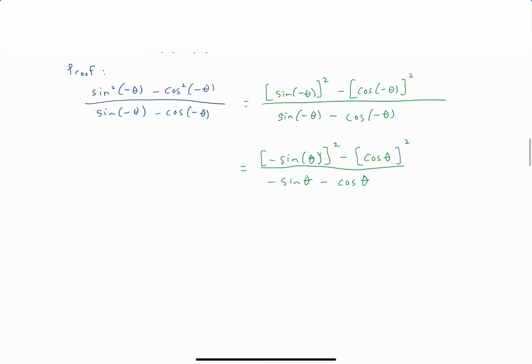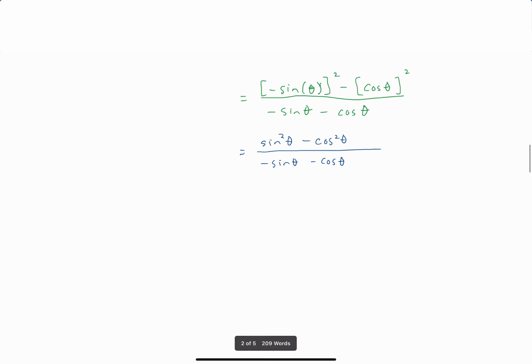So in other words, when I square out the minus sine of theta, that minus goes away. That gives me sine of theta, and it's being squared, so I'll put the little squaring in there. And then cosine of theta squared is usually written cosine squared of theta. Down below, I have minus sine of theta minus cosine of theta. So if you want to jump from the first blue step to this blue step, that's okay.